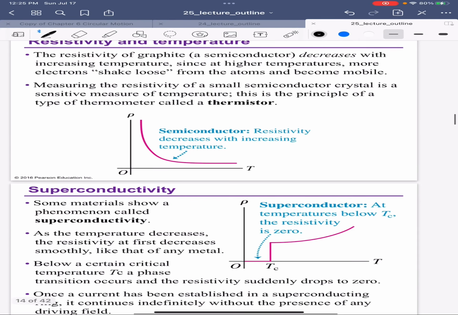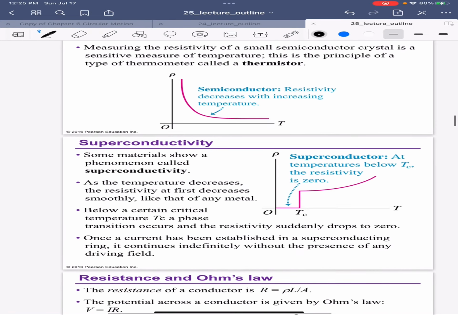Okay, this is just one of the applications. Also, some materials show a phenomenon called superconductivity, where they behave as if they have zero resistance. As the temperature decreases, the resistivity at first decreases smoothly like that of any metal, and below a certain critical temperature, it will suddenly drop to zero.